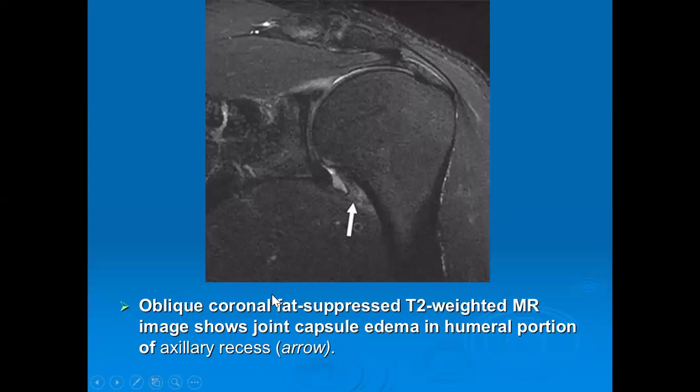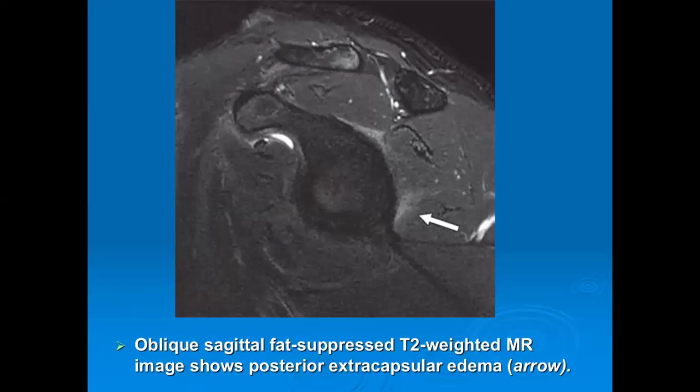The oblique coronal fat suppressed image shows joint capsule edema. That whiteness, the hyperintensity, is edema. This is the extracapsular edema present at the lower part of the joint, at the area of the axillary recess. This is the oblique sagittal fat suppressed.